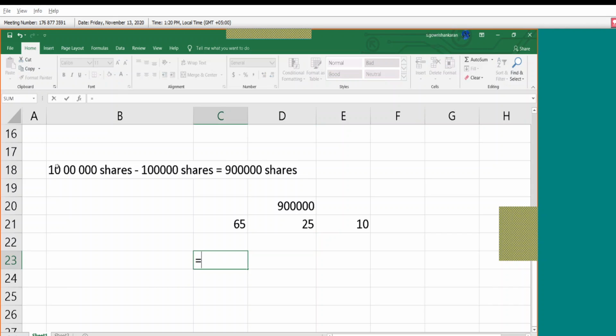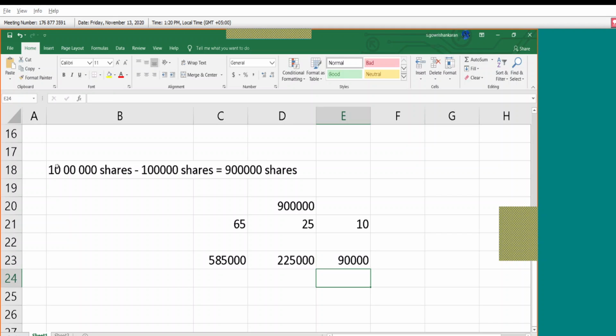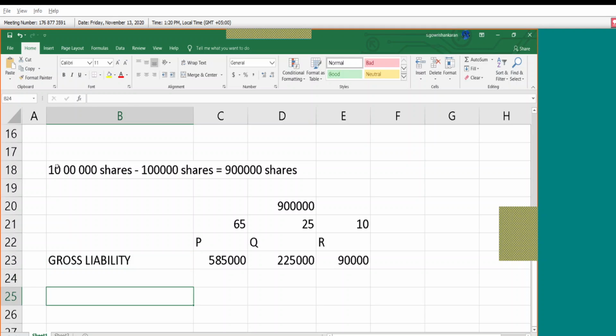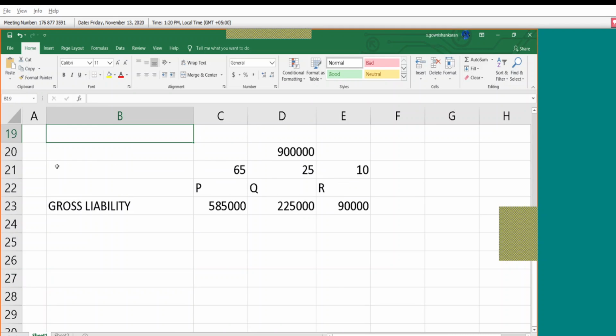So 9 lakh into 65 percent, 5 lakh 85,000. 9 lakh into 25 percent, 2 lakh 25,000. 9 lakh into 10 percent, 90,000. Okay, so this is P, then Q, then R, gross liability. Minus.